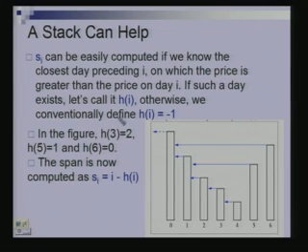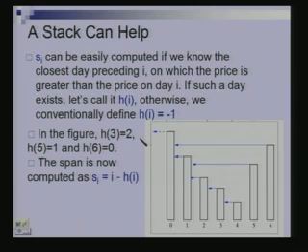So, I am going to call this quantity h of I. What is h of I? H of I is this quantity here, the closest day preceding I on which the price is greater than the price on day I. So, who can tell me what is h of 3? H of 3 is 2, h of 2 is 1, h of 1 is 0, h of 0 is minus 1 conventionally, let us define it that way. H of 4 is 3, h of 5 is 1 and h of 6 is 0.